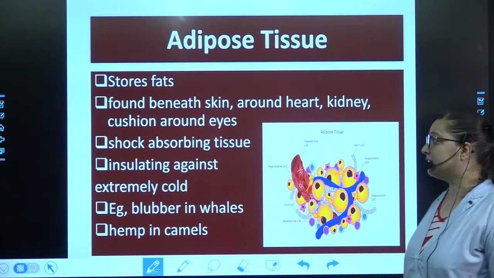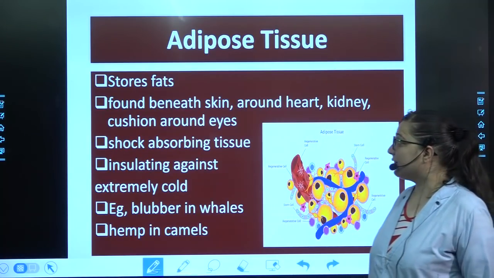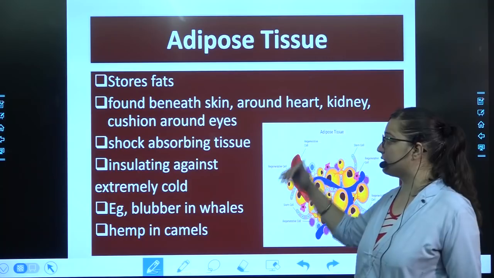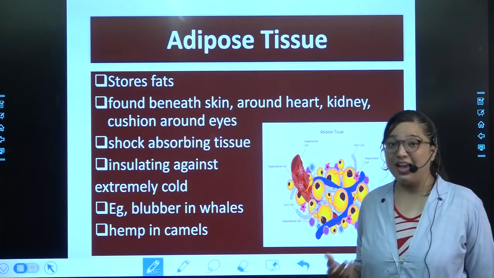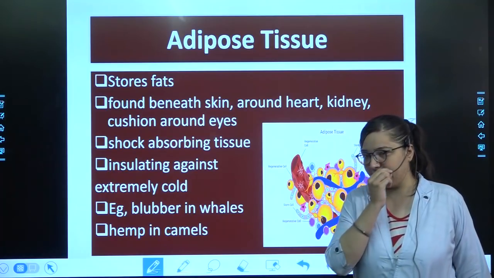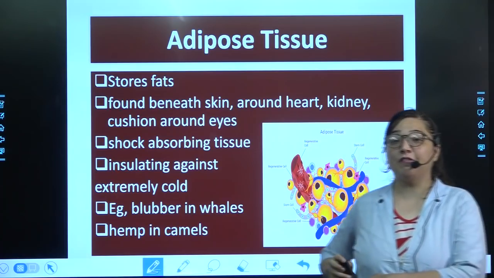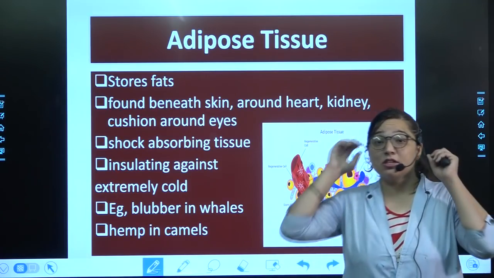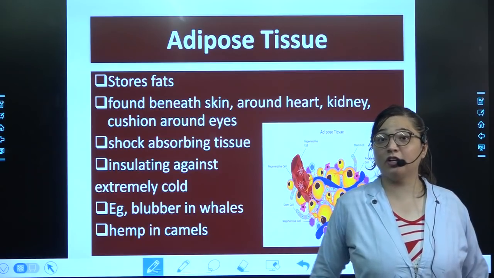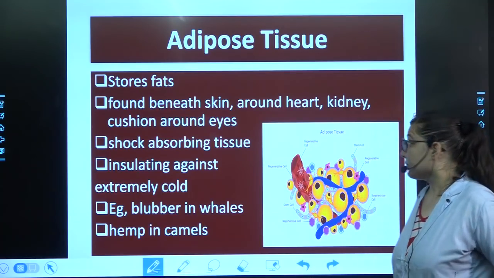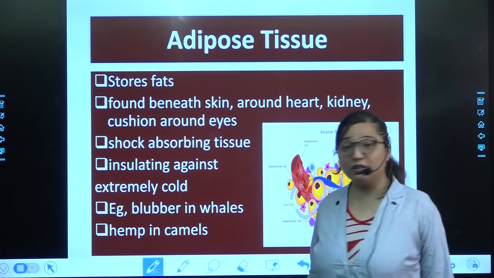Adipose tissue is the tissue which stores fat. It is found beneath the skin, then around the heart, and so it is stated that if you are eating more oily food, then it will affect your heart. Why? Because which tissue is there beside the heart? It is adipose tissue. It will store fat around the heart, near the kidney, and in the cushion around the eyes.